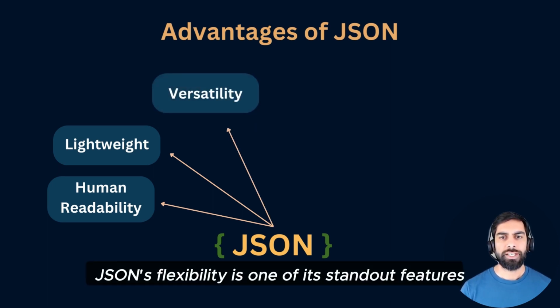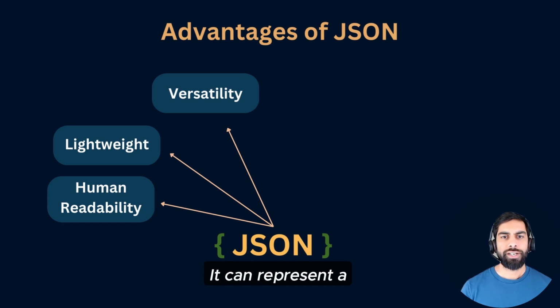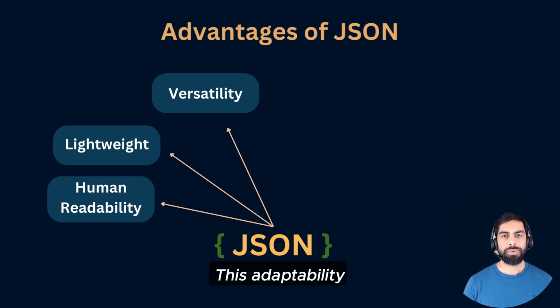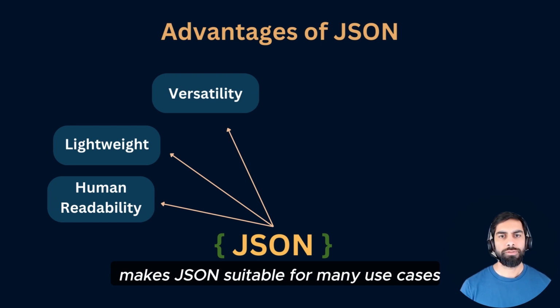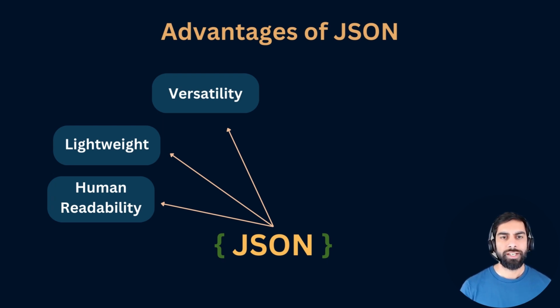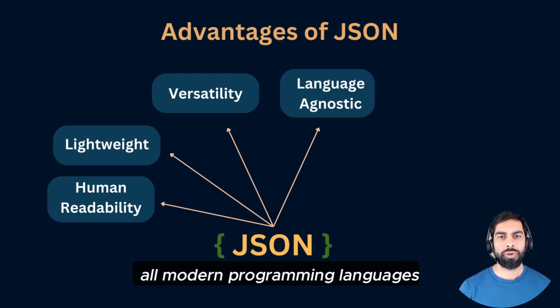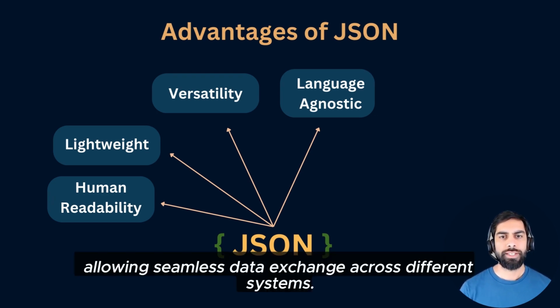JSON's flexibility is one of its standout features. It can represent a wide variety of data structures, from simple values to complex nested objects and arrays. This adaptability makes JSON suitable for many use cases. JSON is understood by virtually all modern programming languages, allowing seamless data exchange across different systems.